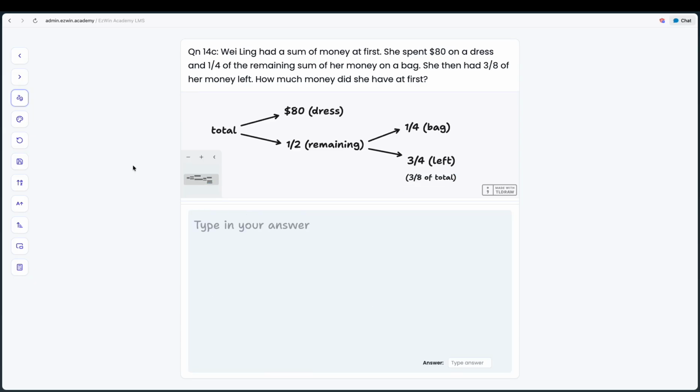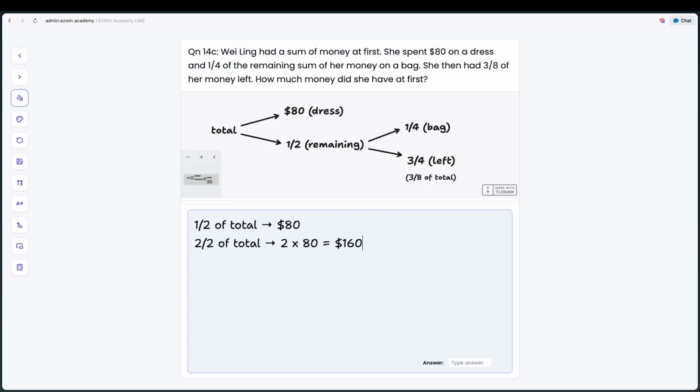So lastly, part C, how much money did she have at first? Since we know that half of total is equal to $80, that means total, or 2 out of 2 of total, is equal to 2 times 80, which is $160. And the answer is $160. Alright, there you go. So that's the answer. Let's move on to the next question.